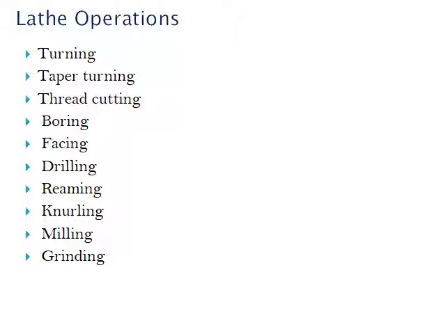Next, take taper turning. Taper turning means when the tool moves at an angle to the axis of rotation of the workpiece, a tapered surface can be produced. This operation is termed the taper turning operation. In taper turning there are two important methods. The first one is the swivelling compound rest method, and the second is the tailstock offset method.